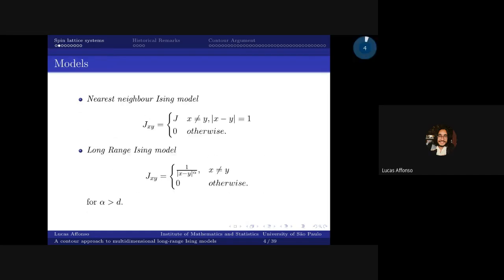So some examples, I think the most important examples about these models are the nearest neighbor Ising model. I think many of you already saw this model before. And the next model that we will be talking about during the rest of this seminar will be the long-range Ising model with a polynomial decay. This distance is the L1 distance, and the decaying parameter alpha is bigger than d to ensure that the regularity condition is satisfied.